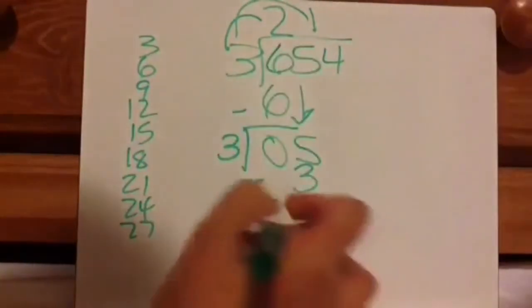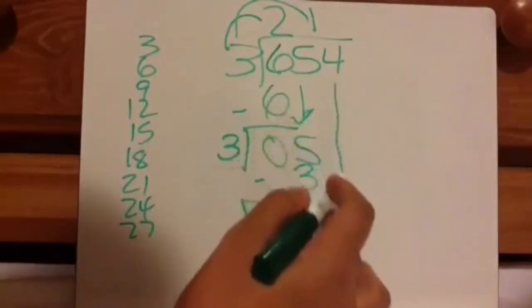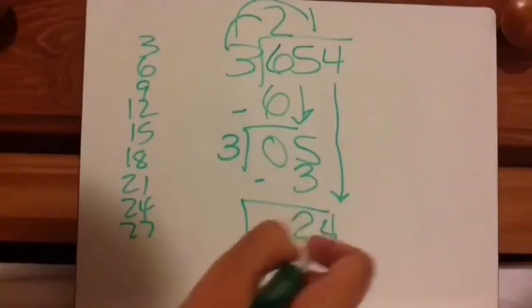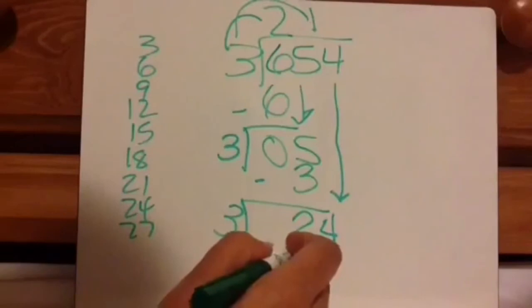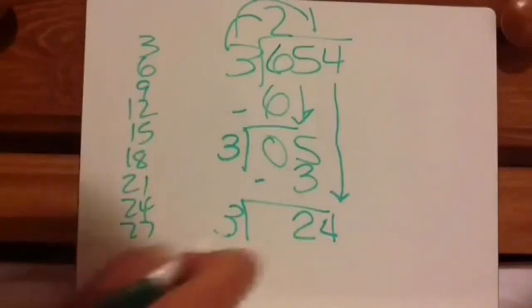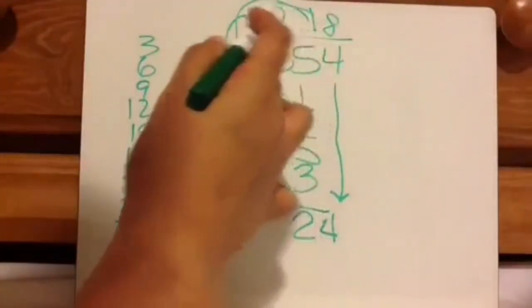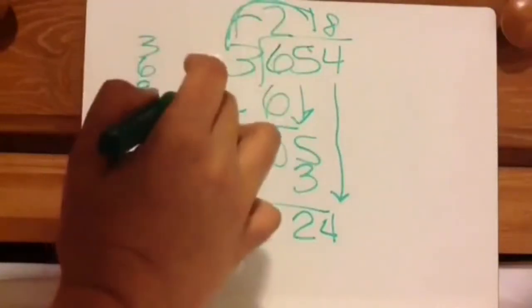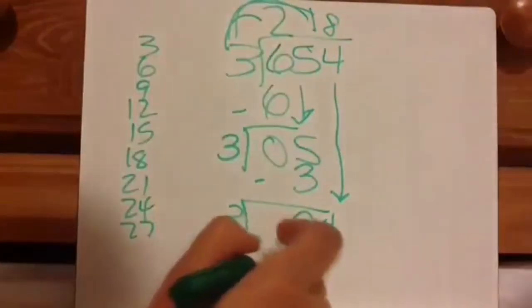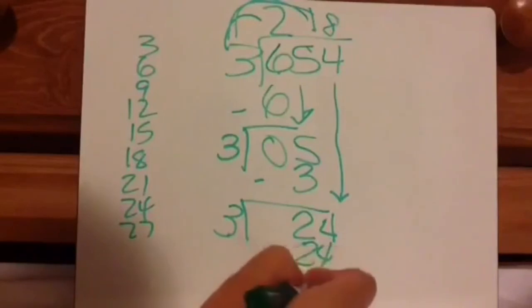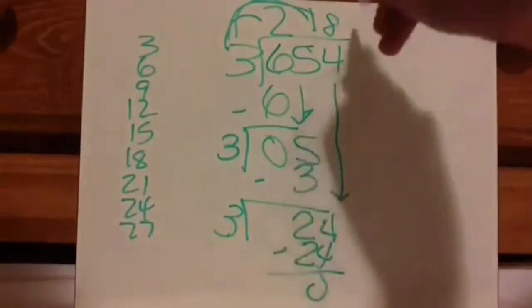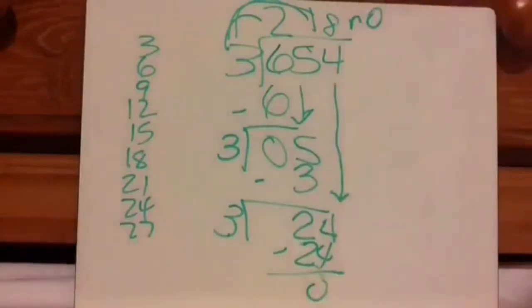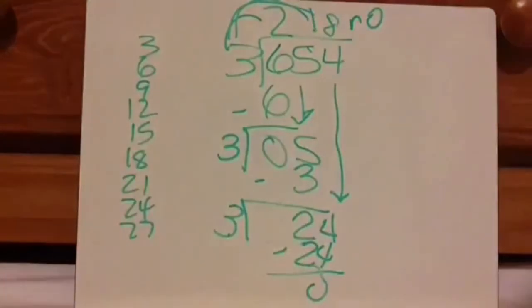So usually students are okay here, and then they get stuck and they forget they have to bring down another number. So now it's 24 divided by 3. 3 goes into 24 8 times. I'm using this as my guide. Put 8 at the top, and I always just kind of connect the 8 to the 3 to remind myself to multiply. 8 times 3 is 24. 24 minus 24 equals 0.